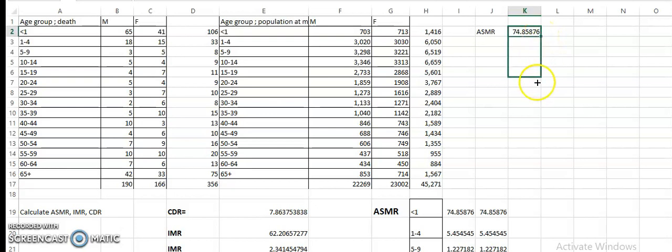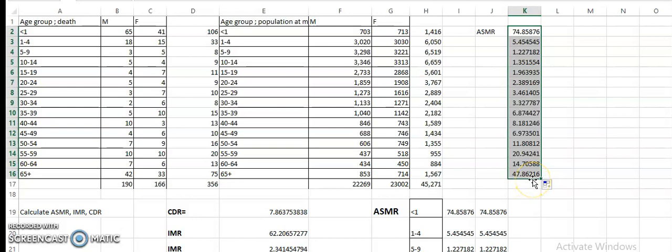By dragging this down, it will fill the other age groups. As you can see here, 5.45 age-specific mortality rate is for the 1 to 4 age group. So by dragging this down, Excel automatically calculates the others. As you can see here, 1.2, 1.3, 1.9 are the least values and the highest value is here, 47.86 age-specific mortality rate.